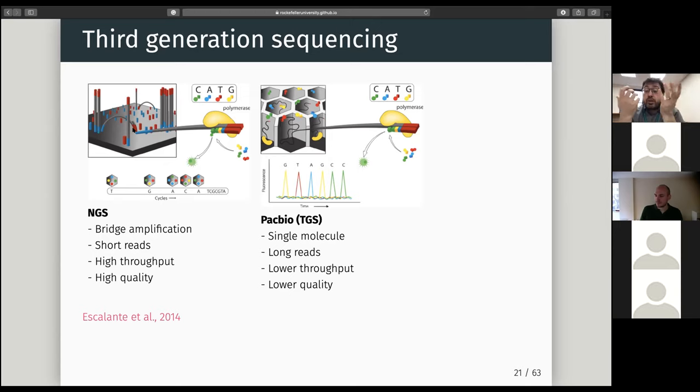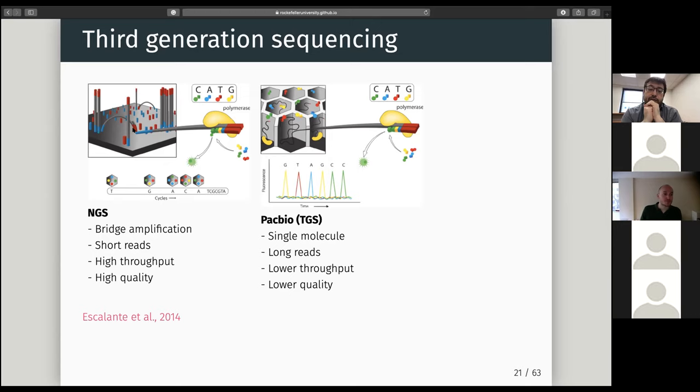And you have a bunch of nucleotides of different colors. And you take pictures. So every time a nucleotide is incorporated, sequencing stops. You take a picture, analyze the color with different filters, and proceed on to the next base. So you're doing cycles.